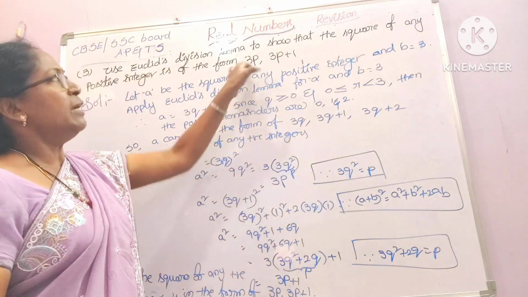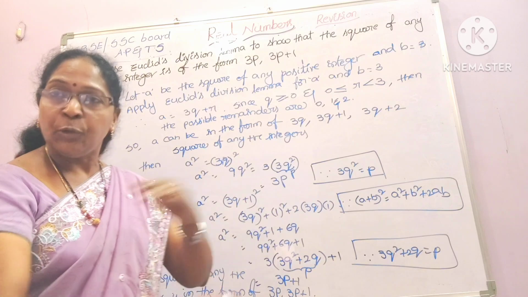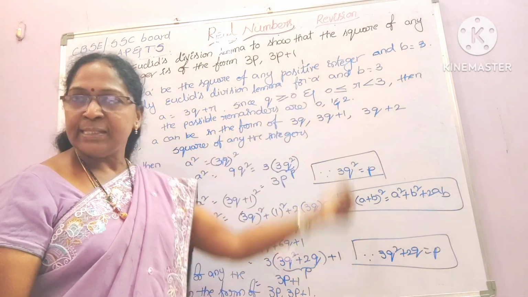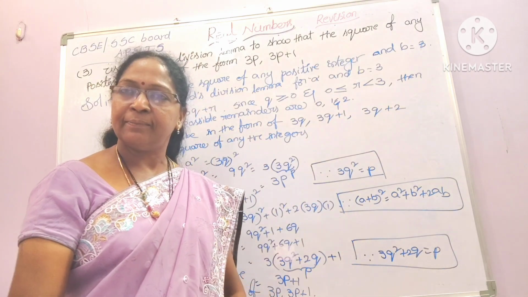Next, square of means you have to square on both sides. If it is the cube of any positive integer, you have to cube on both sides. The procedure is the same. Right. This is the solution.